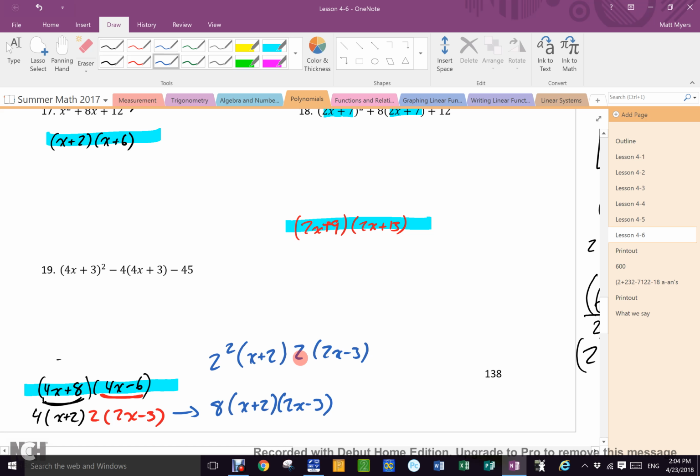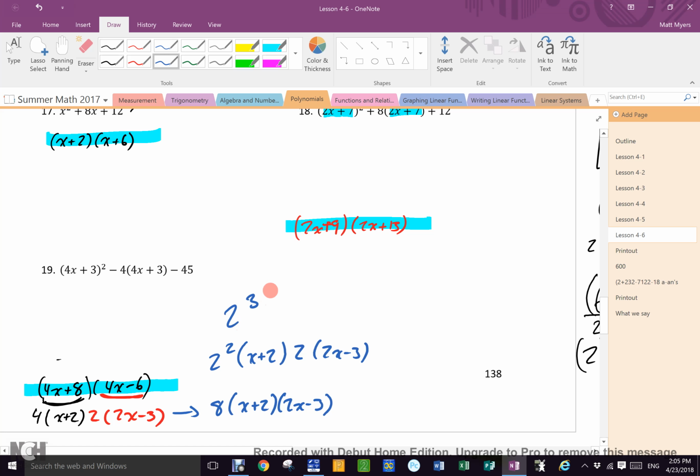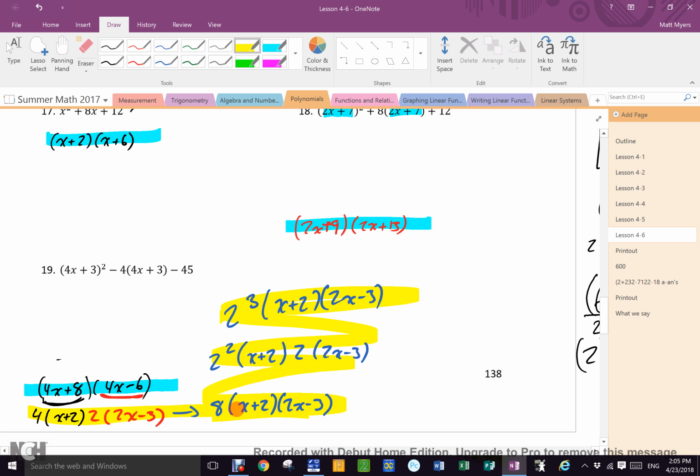2 squared is 4. Would I also accept, now say it, Louis. 2 cubed. 2 cubed. Would you also accept a computer X plus 2, 2x minus 3. Would I accept any of this for the A? Yes. Does everybody get it?